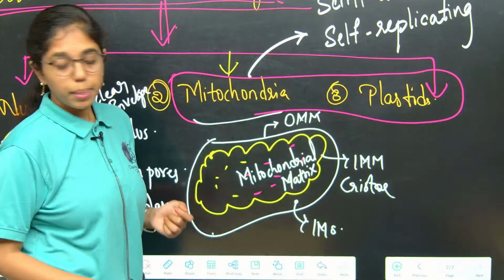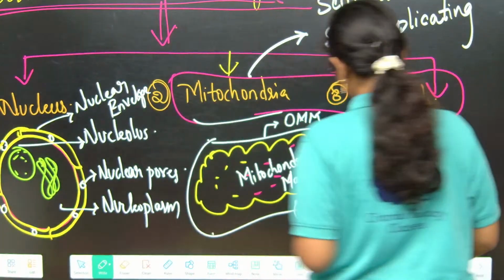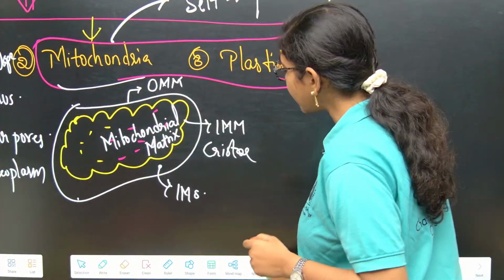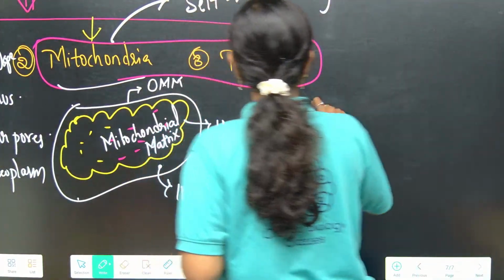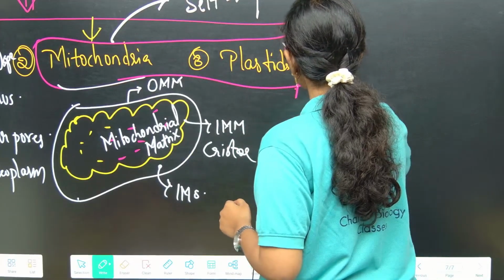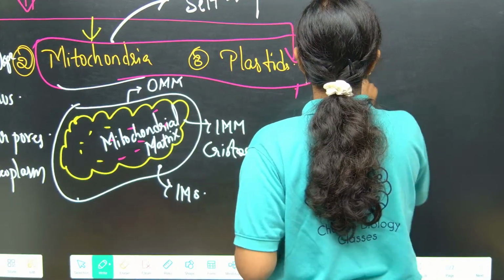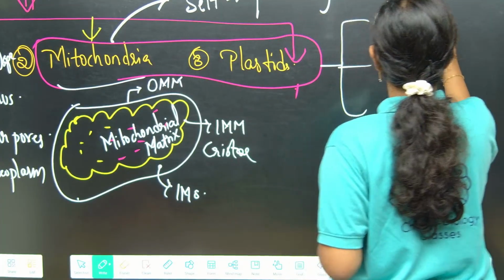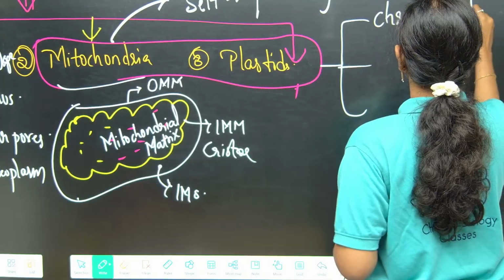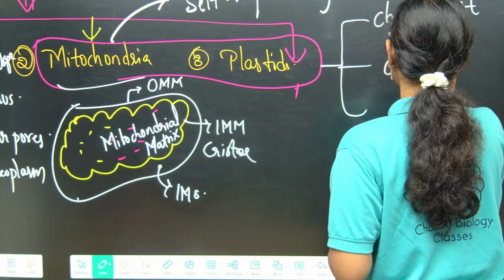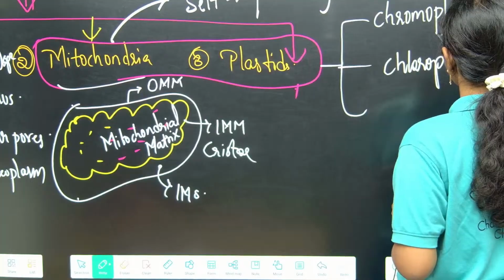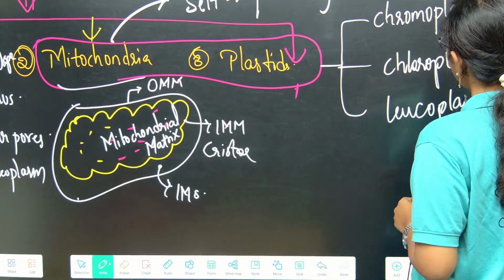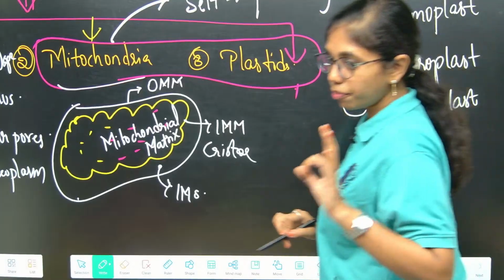Fine, right? Now, the last double membrane bound organelle is plastids. So, plastids, if you see, we have 3 different types of plastids. 3 different types of plastids include chromoplast, chloroplast and leucoplast. These are the 3 different types of plastids.